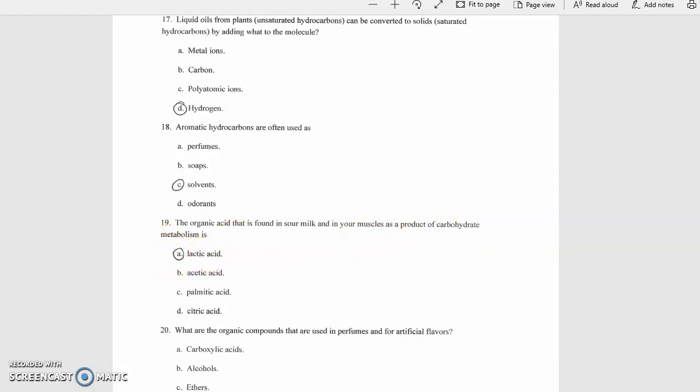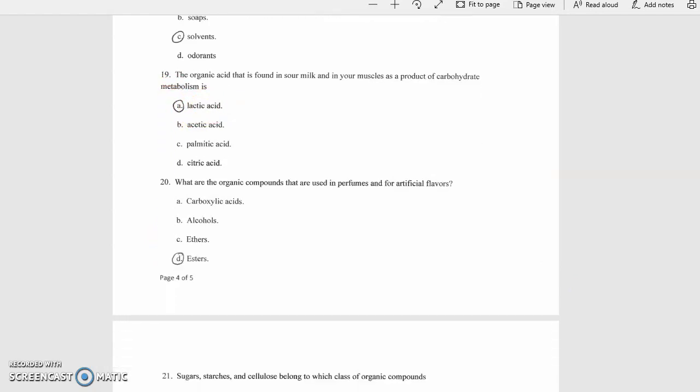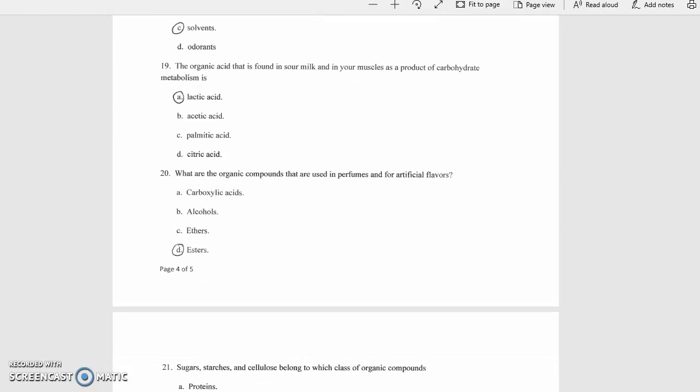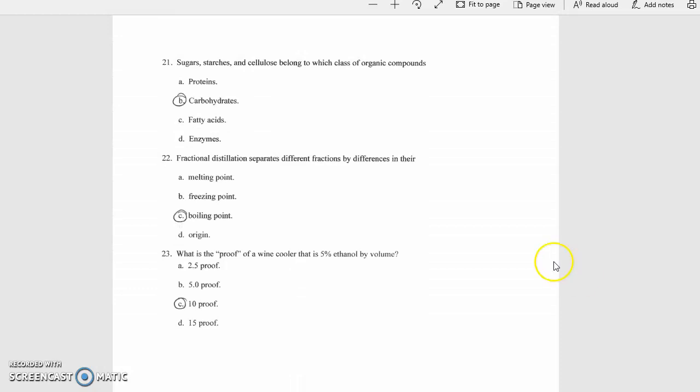And then we'll continue on. We have what is the organic compound used in perfumes? The good smells are the esters. Remember, the good smells are esters. Sugar, starches, cellulose belong to which group? They're carbohydrates. Fractional distillation separates different fractions by differences in their boiling point. And the proof is twice the percent, right? So a 5% would be 10 proof.